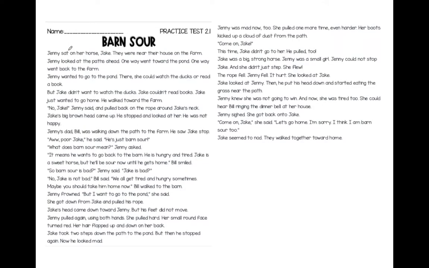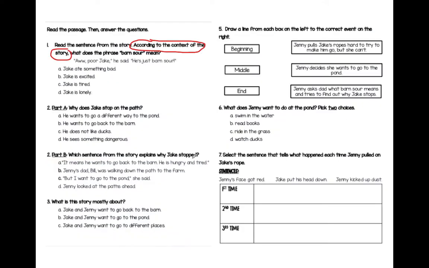So let's look back at our passage. I'm going to find the section that talks about barn sour. "Oh, poor Jake," he said, "he's just barn sour." "What does barn sour mean?" Jenny asked. "It means he wants to go back into the barn. He is hungry and tired." So the passage just told me that barn sour means he is hungry and tired.